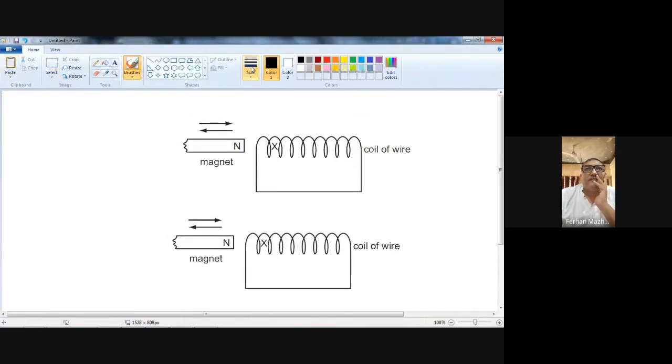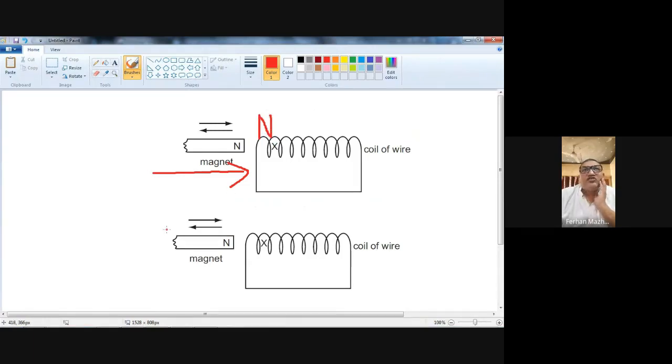So when this bar magnet is moving, try to understand. According to Lenz's law, when the north is approaching, the current produced here will be in such a direction that it will try to oppose this motion. So when the north is approaching, to stop it here, a north will appear.